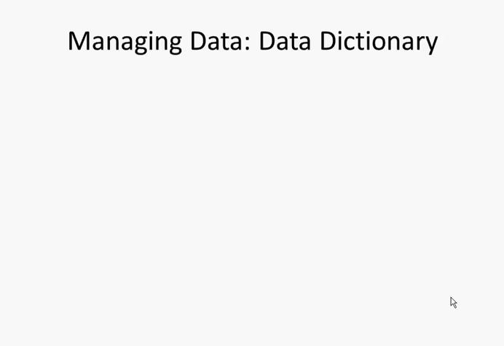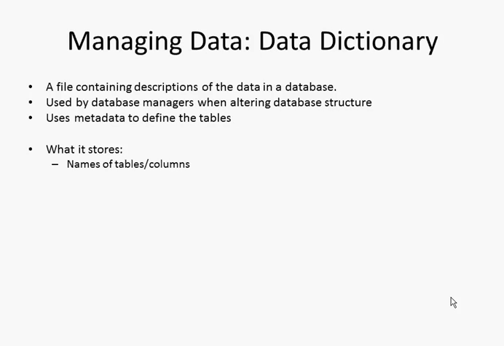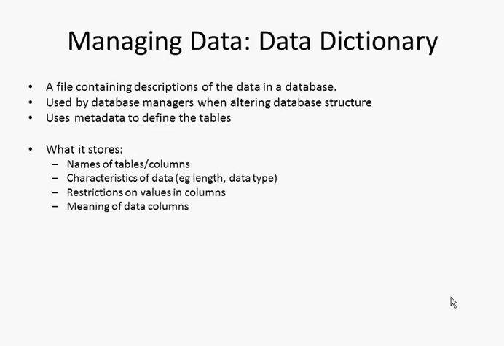Now, the data dictionary is an integral part of the DBMS. It is a file containing descriptions of the data in a database. It's used by database managers when altering the database structure, and it uses metadata to define tables. So what does it store? It stores the names of tables and columns, the characteristics of data such as their data type and the length of the data in each column or field. It puts restrictions onto values in columns.